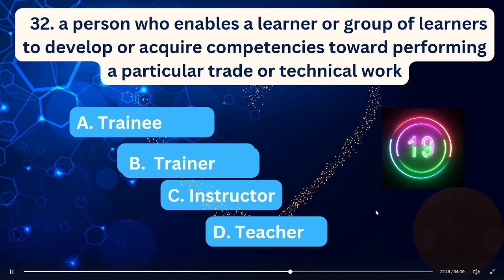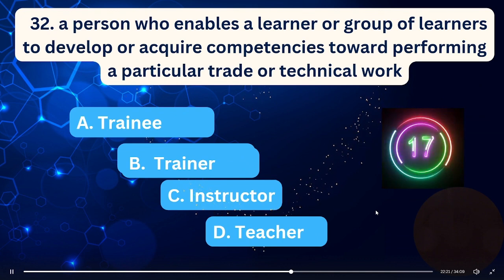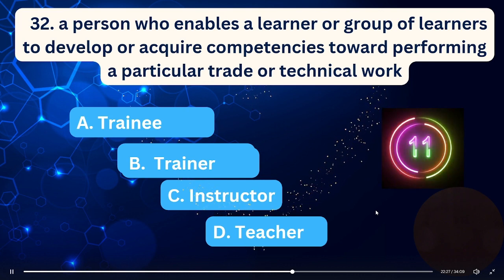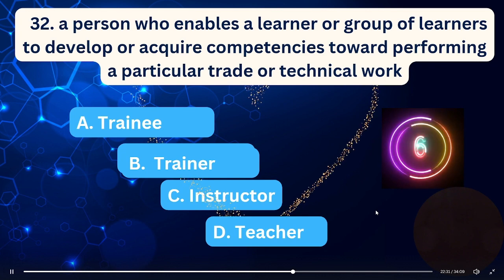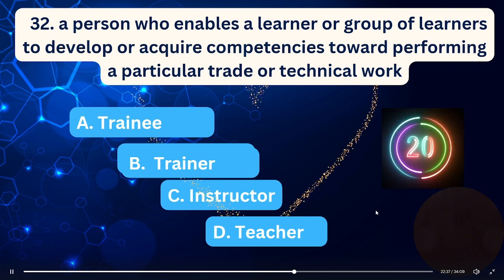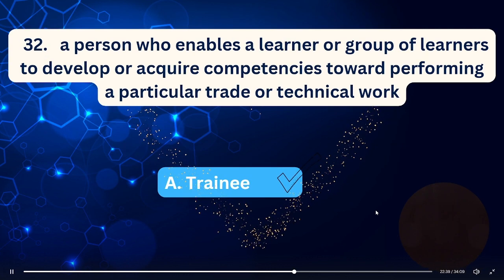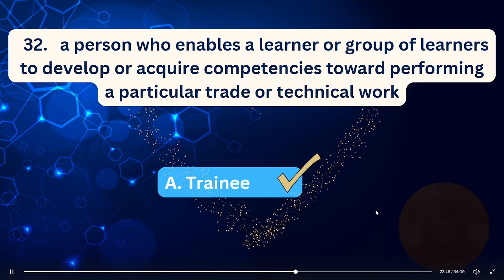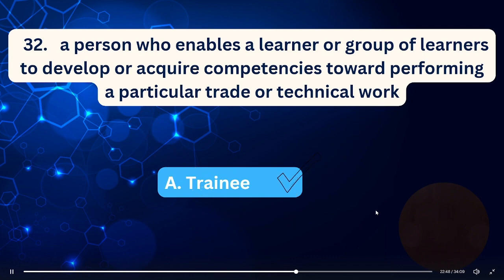Number 32. A person to enable the learners or a learner or group of learners to develop or acquire competencies towards performing a particular trade or technical work is A. Trainee, B. Trainer, C. Instructor, D. Teacher. Number 32. The answer is letter A, trainee. These are the person who enables a learner or group of learners to develop or acquire competencies towards performing a particular trade or technical work.